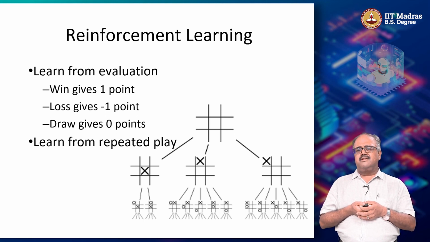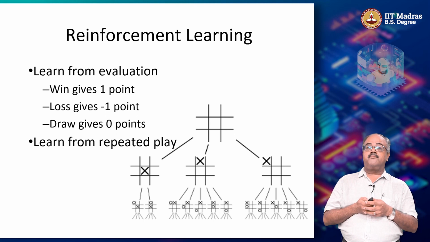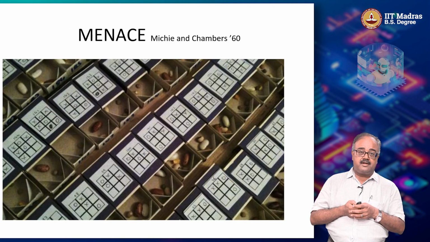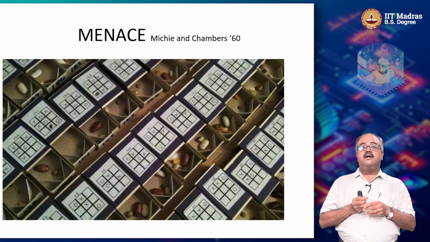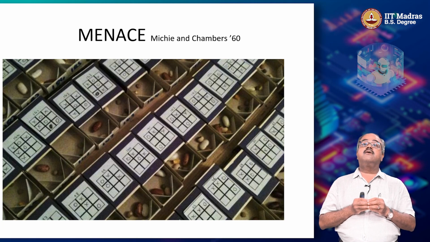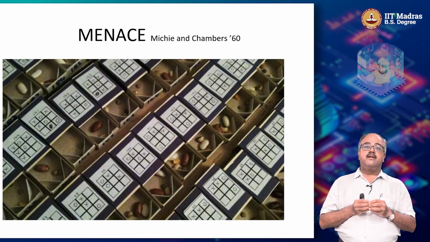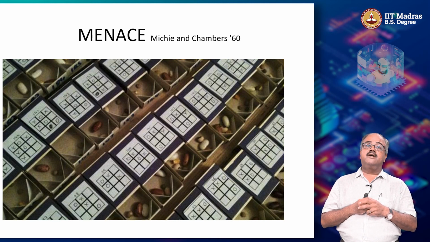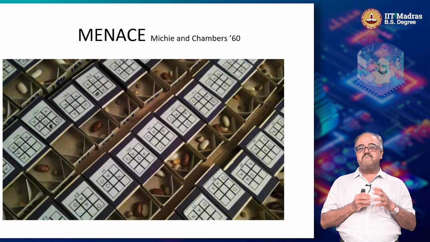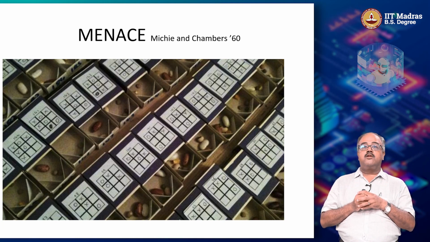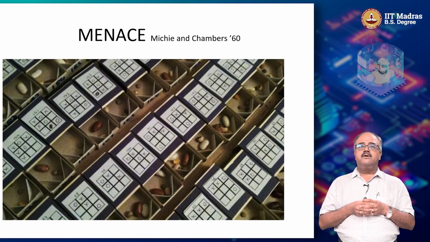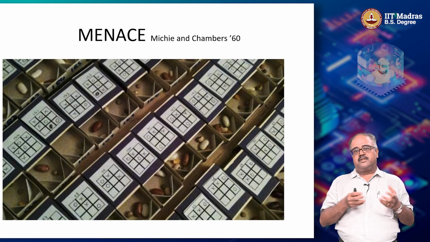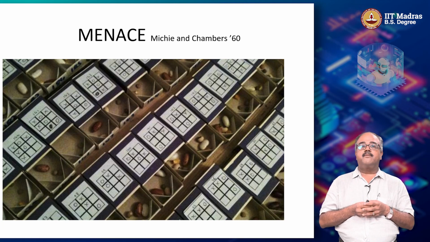Now that sounds like something dubious. Can we do it at all? Okay. Here's a simple example where people back in 1960, Donald Michie and Chambers, who were a couple of the pioneers of AI in Great Britain, came up with this engine called Menace. It stands for Matchbox Educable Noughts and Crosses Engine. Noughts and crosses is what the Britishers call tic-tac-toe, and all this educable business is to show that they know better English than the Americans, right?